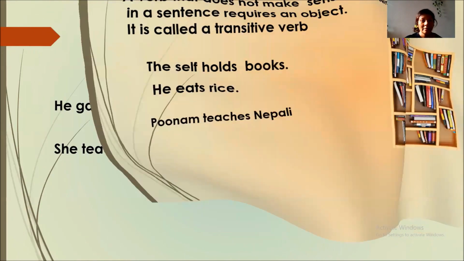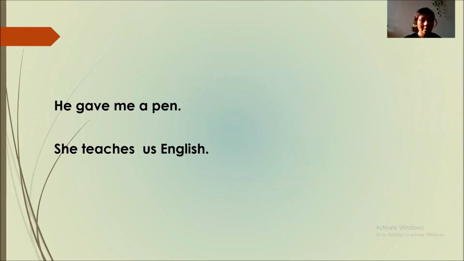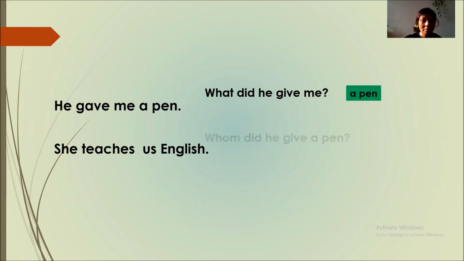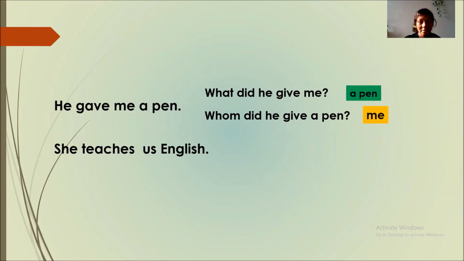Okay. Let's see this sentence also. He gave me a pen. In this sentence, could you make a what question? Okay, what did he give me? What is the answer? A pen. In the same way, you can make another question also with whom. So, whom did he give a pen? Answer is me. Okay. In the second sentence here, she teaches us English.